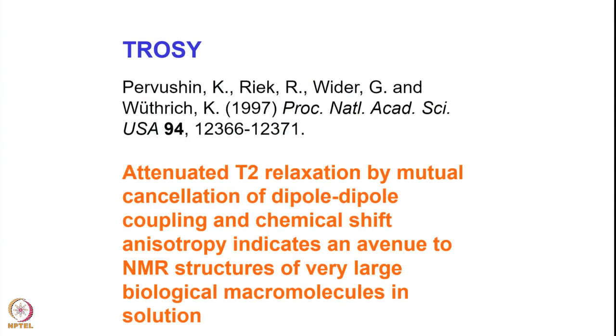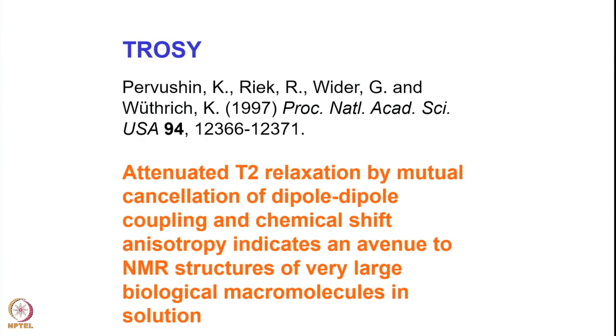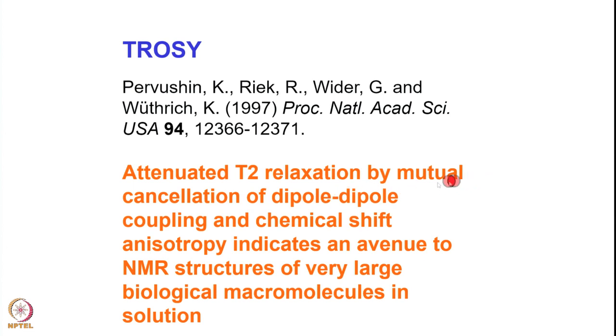What is the consequence of this? We will see here. So to make use of these different line widths depending upon the spectrometer frequency, and to generate a better spectrum with better line widths, a technique was developed which is called TROSY. This is transverse relaxation optimized spectroscopy. This was developed by Pervushin in the laboratory of Kurt Wüthrich. And this actually became extremely useful. This is called attenuated T2 relaxation by mutual cancellation of dipole-dipole coupling and chemical shift anisotropy, indicating an avenue to NMR structures of very large biological macromolecules in solution.